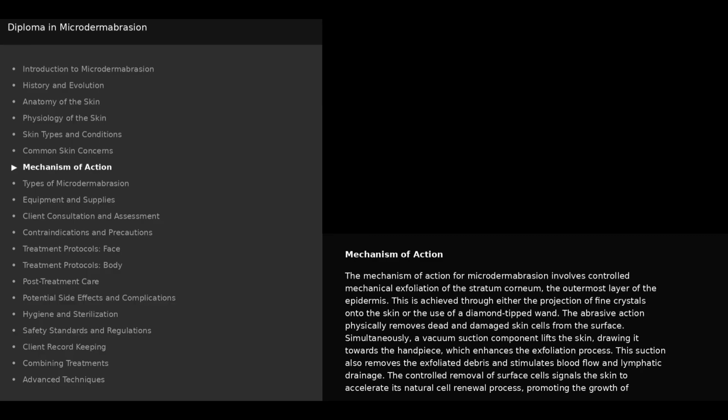Simultaneously, a vacuum suction component lifts the skin, drawing it towards the handpiece, which enhances the exfoliation process. This suction also removes the exfoliated debris and stimulates blood flow and lymphatic drainage. The controlled removal of surface cells signals the skin to accelerate its natural cell renewal process, promoting the growth of healthier, newer cells. This process is gentle yet effective in improving skin texture and tone.